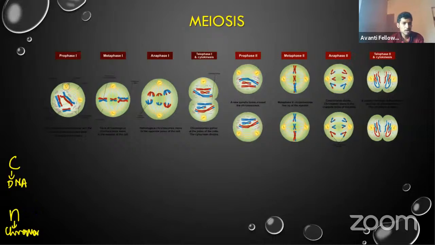Initially, how much is there in the prophase? Exactly like this, 4C and 2N is there. Okay, 4C and 2N.